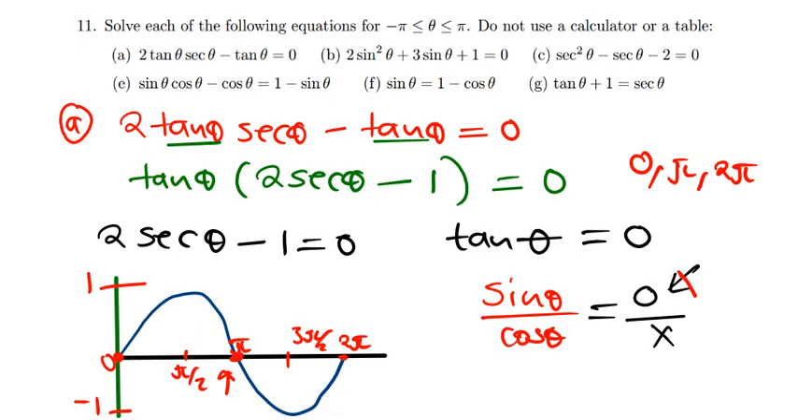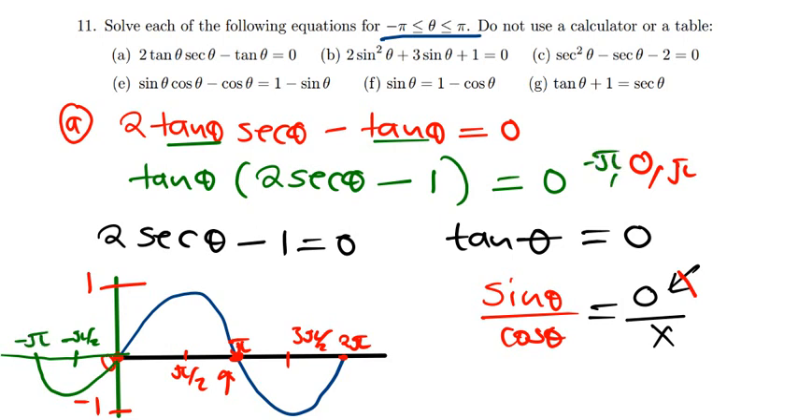Now, what we're interested in is solutions from negative pi to pi. So 2 pi doesn't qualify to be part of the solutions. If you extend this graph to the negatives, you notice it's going to be like a reflection. So this is going to be negative pi over 2, and then that will be negative pi. So negative pi also qualifies to be part of the solutions. That's what we have for this part.